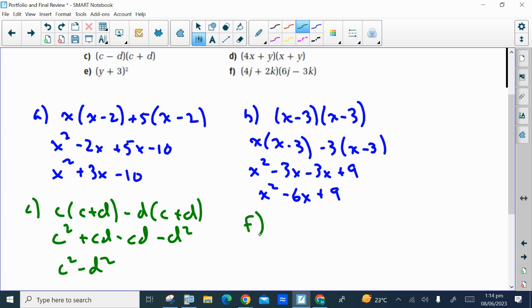I'm going to skip to question F. Again, we'll use distributive property.